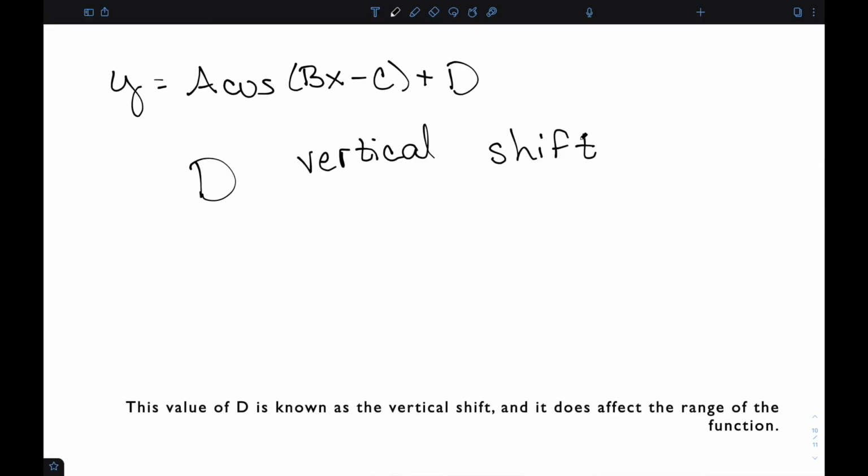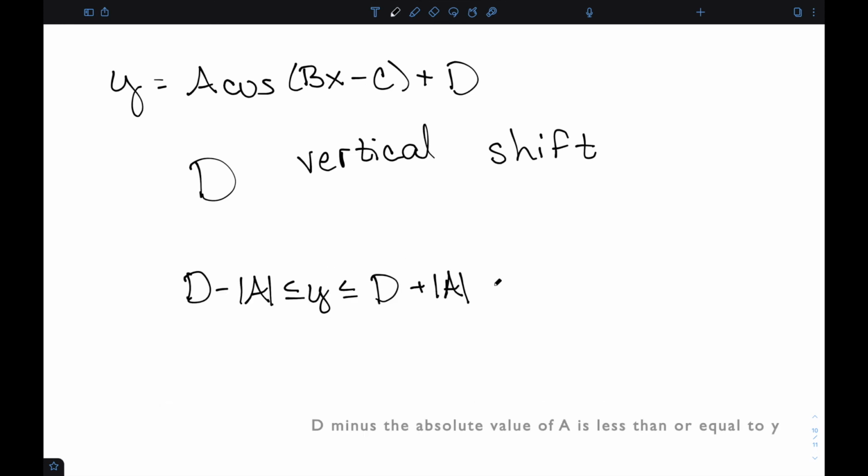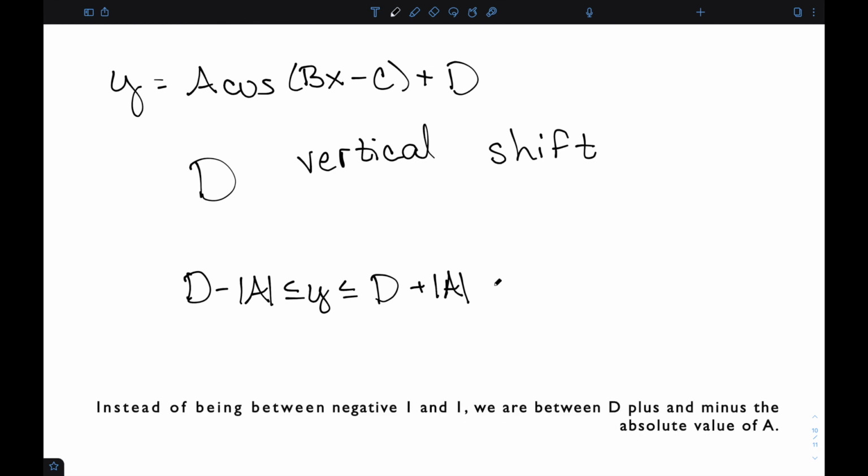This value of d is known as the vertical shift, and it does affect the range of the function. d minus the absolute value of a is less than or equal to y, is less than or equal to d plus the absolute value of a. So instead of being between -1 and 1, we're between d plus or minus the absolute value of a.